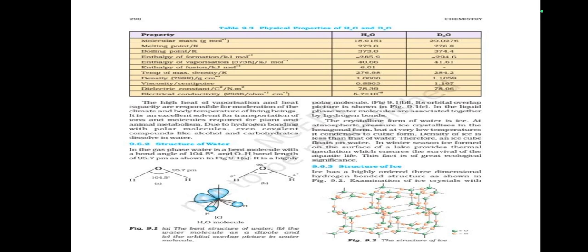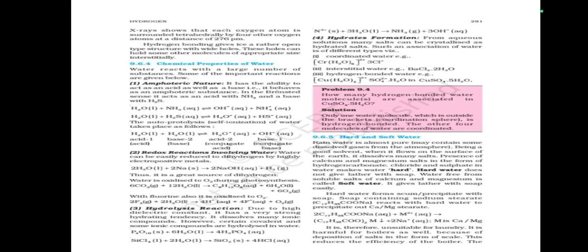Structure of ice. Ice has a highly ordered three-dimensional hydrogen bonded structure, as shown in figure 9.2. Examination of ice crystals with X-rays has shown that each oxygen atom is surrounded tetrahedrally by four other oxygen atoms at a distance of 276 pm. Hydrogen bonding gives ice a rather open type of structure with wide holes. These holes can hold some other molecules of appropriate size interstitially.